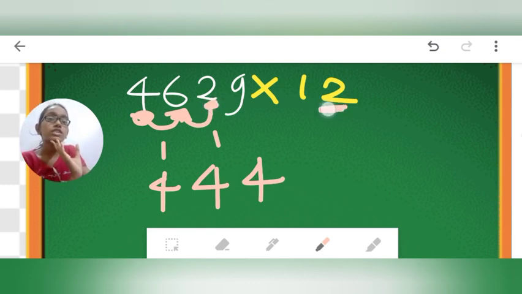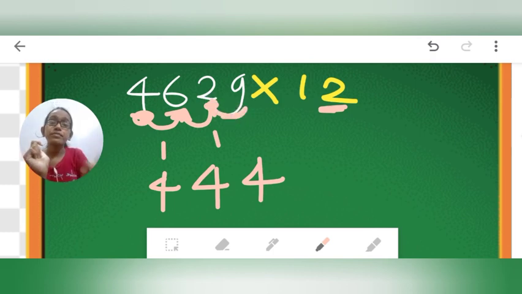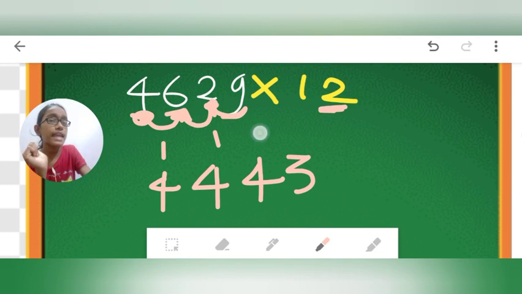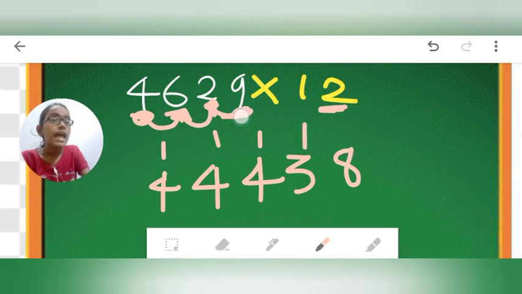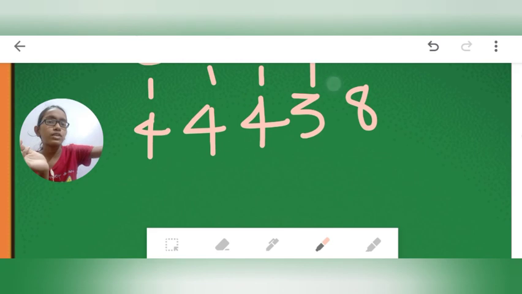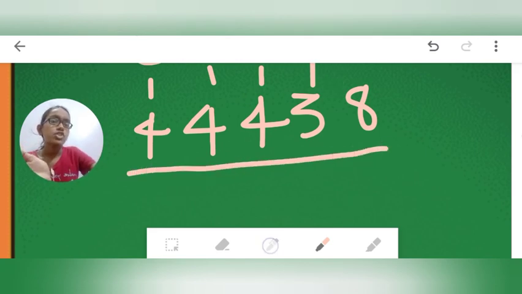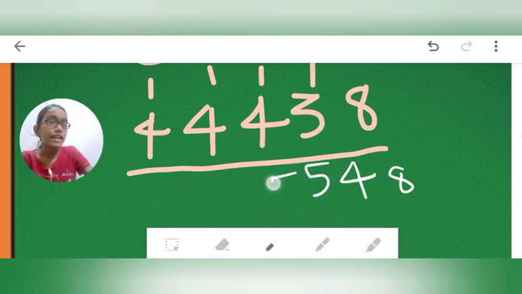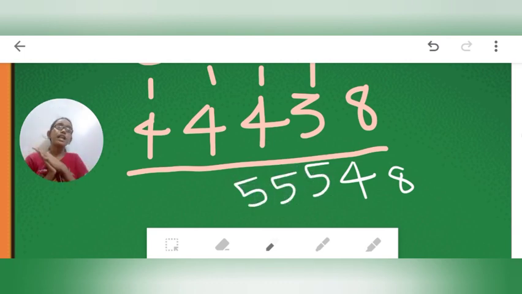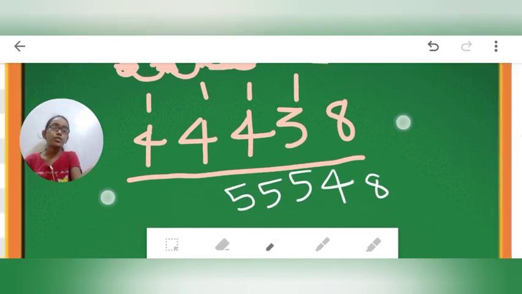Now you will multiply 2 by 2. 2 2s are 4. Then 4 plus 9, 10, 11, 12, 13. Okay, the 3 of 13 goes here, 1 carry. And then you will multiply 9 by 2. 9 2s are 18. 8 here, 1 carry. And since there is no number after 9, we did not add anything. Now just add up all the numbers. So your answer would be 8, 4, 5, 5, 5. Guess what? This is the absolute answer for the question above.